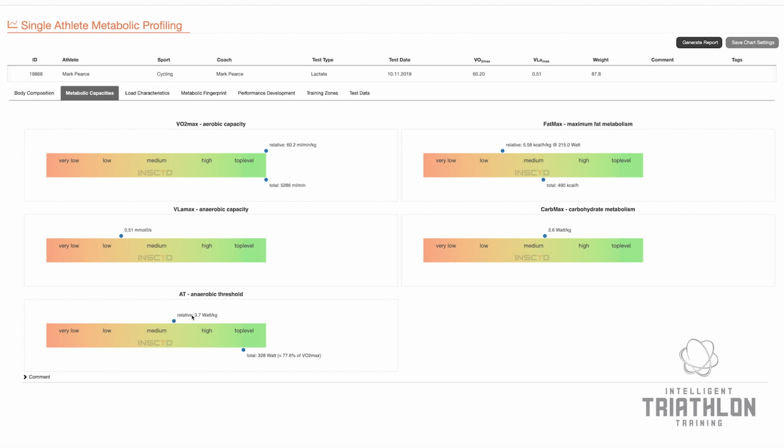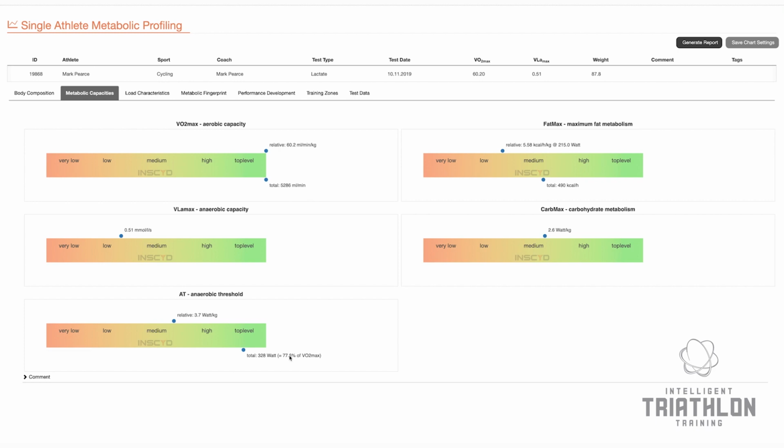So here you can see mine's come out 328 watts absolute, which occurs at 77.6% of my VO2 max. That is important because where it appears relative to VO2 max can be influenced by things like your VLamax. So in an ideal world, you want that around 80% more or less. I'm not far off, but as an all-round athlete, around 80%.